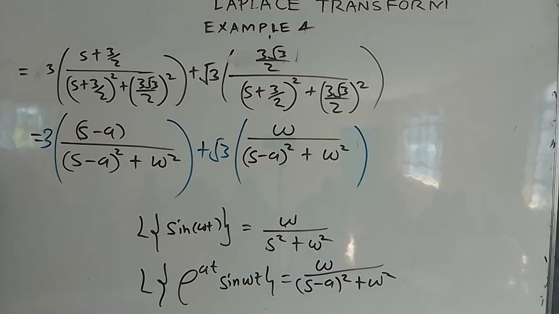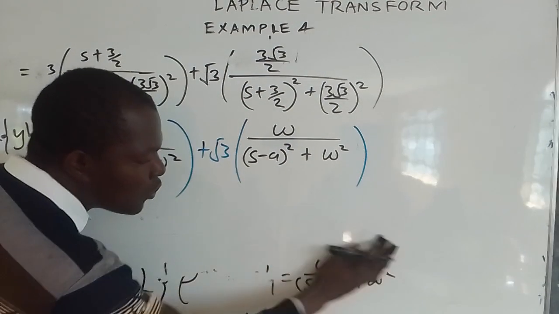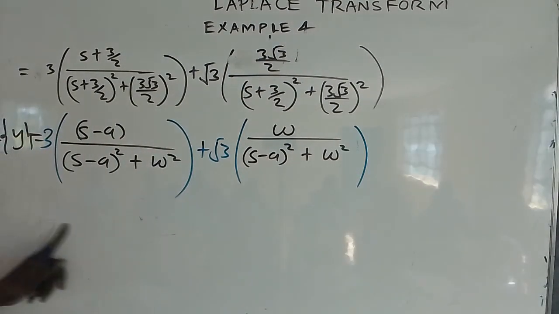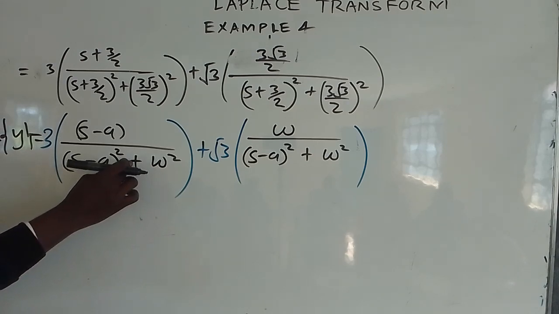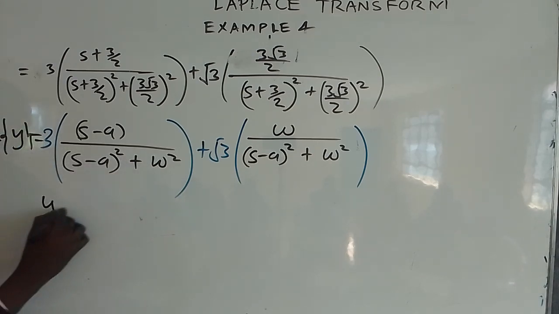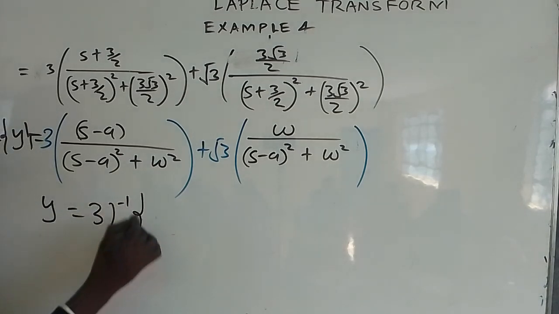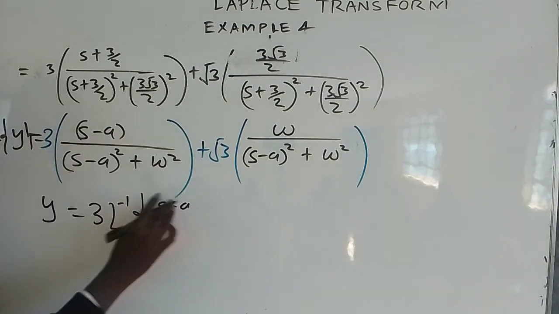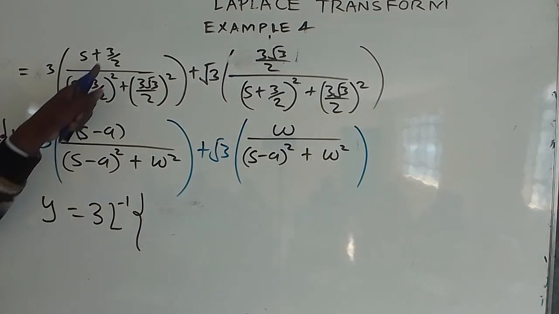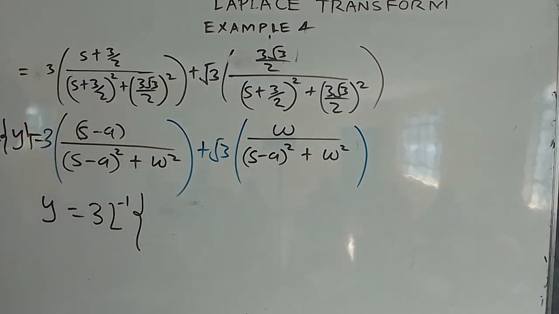Are we together? And what did we have this side of the equation? Laplace transform of Y, isn't it? So after getting that, what do you do? You take Laplace transform to the other side to become Laplace inverse, isn't it? Then what do you remain with here? Y. So it becomes 3, which is a constant, then Laplace inverse of what? Not S minus A. It is Laplace inverse where you substitute this.